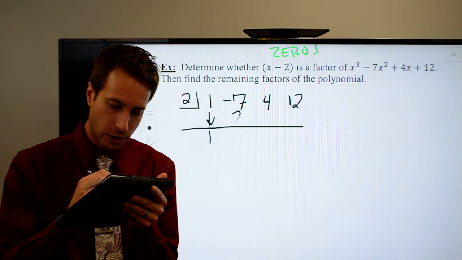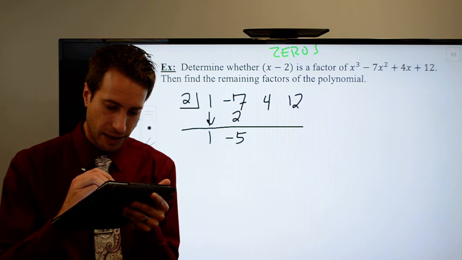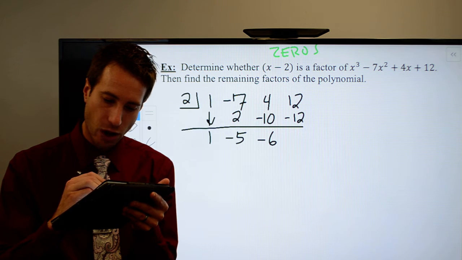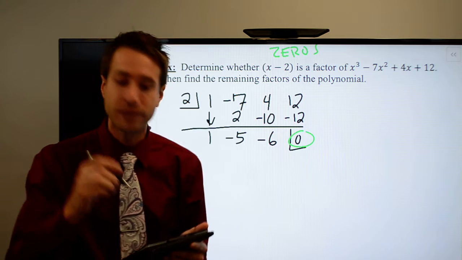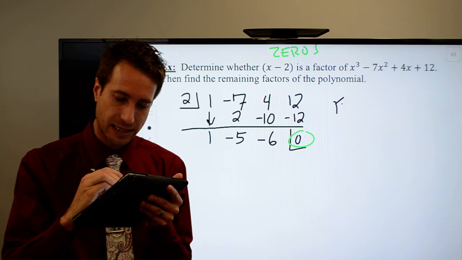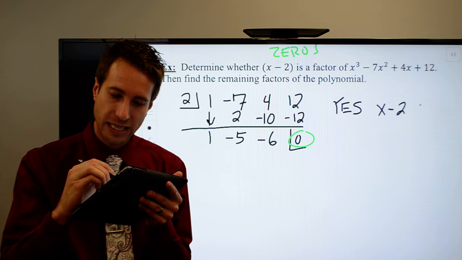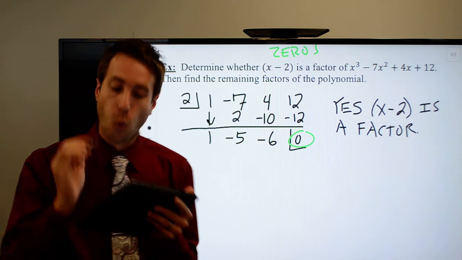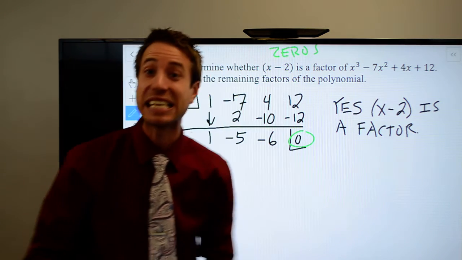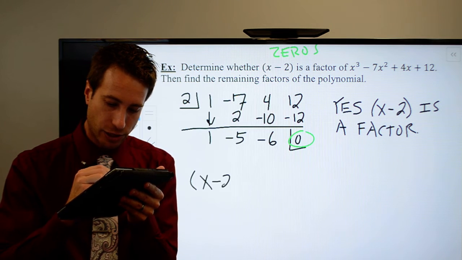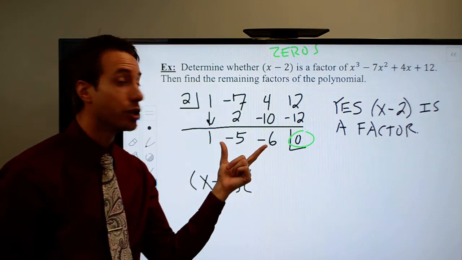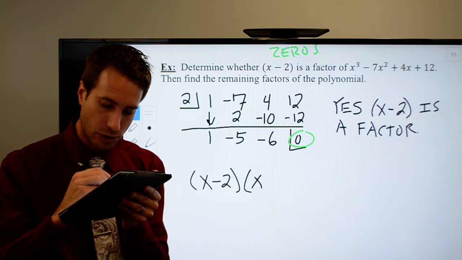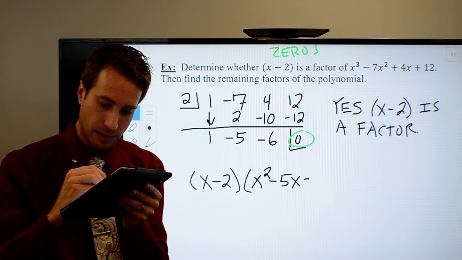Bring down the 1, 2, that's going to be a negative 5, that's going to give me a minus 10, which gives me a negative 6, that's going to give me a minus 12, and look at that, I get my remainder of 0, which tells me that yes, x minus 2 is a factor. What that means is that this polynomial is equal to x minus 2 multiplied by my reduced polynomial. Since it's a third degree polynomial, this will now be a second degree, so x squared minus 5x minus 6.